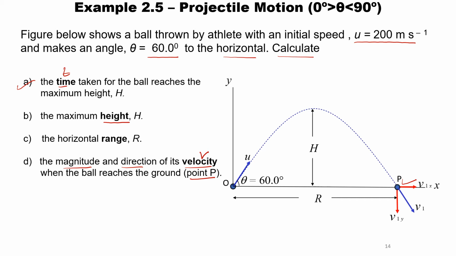We look at the figure. Symbol initial velocity u, maximum height capital H, horizontal range capital R, point P, final velocity x component, final velocity y component, final velocity.